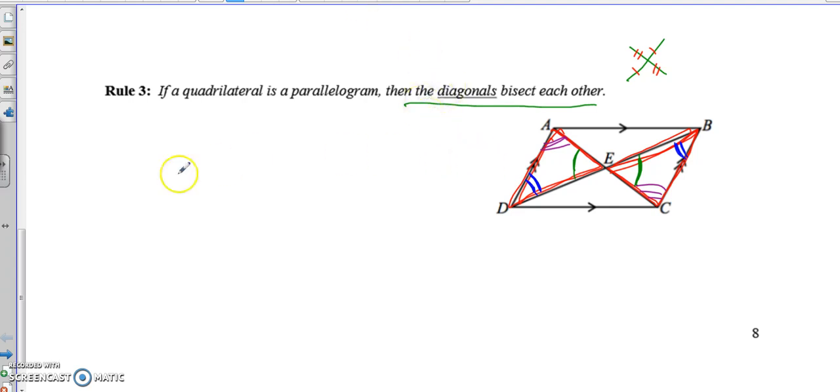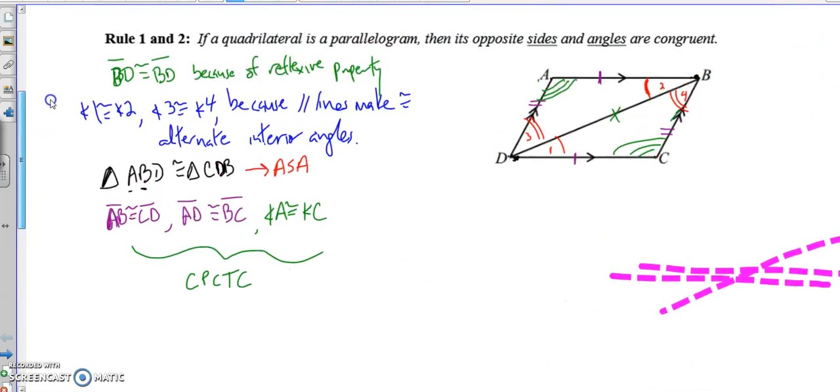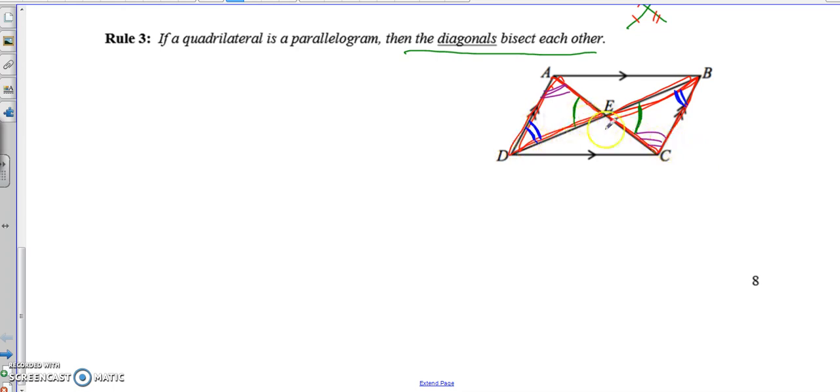So what we're actually going to have to do is use one of the rules we proved up here. Remember, we just proved that the opposite sides of a parallelogram are congruent. So I can know for a fact that BC is congruent to AD. So that tells us that these triangles are congruent. We either can use ASA or AAS. So we have congruent triangles because of ASA or AAS.